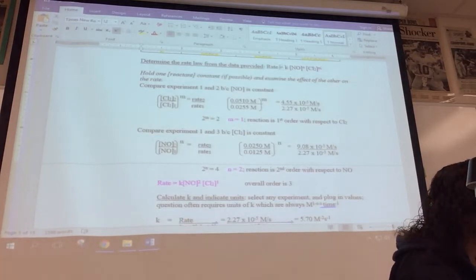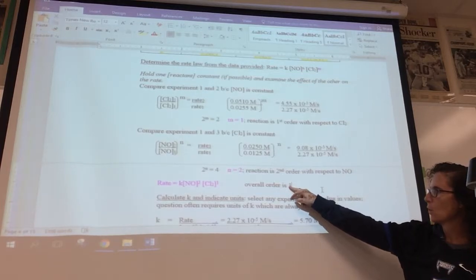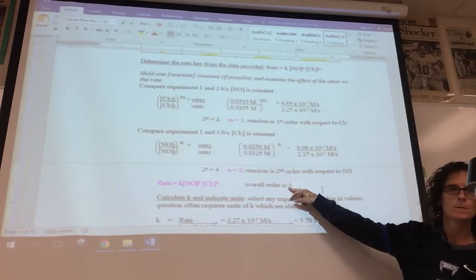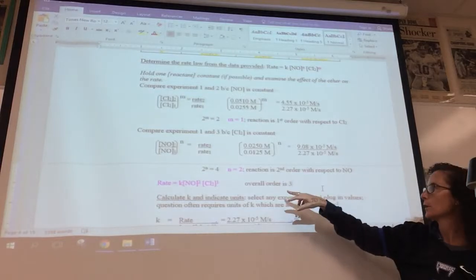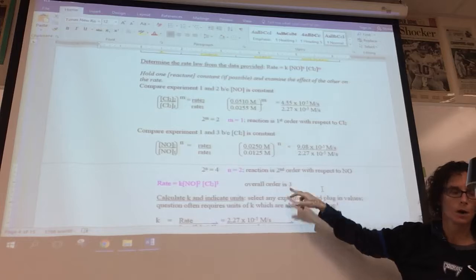Now, from what they showed you initially, again, this would not be given. You rewrite this. You know your N is 2. So you've got an exponent of 2 here. Your M is 1. You've got an exponent of 1. Your overall order here is 3. So what would the units of K be in this example? K -2, time -1. Yeah, it's molarity, 1 minus overall order, so it's molarity to the -2, as you said, time to the -1. All right?